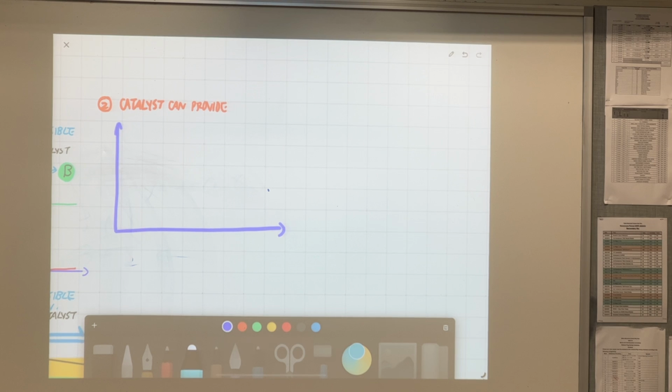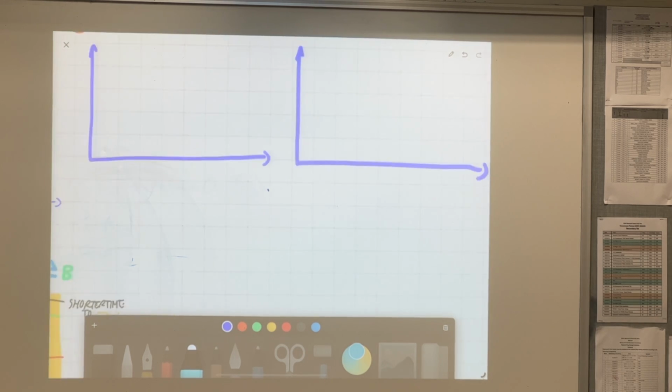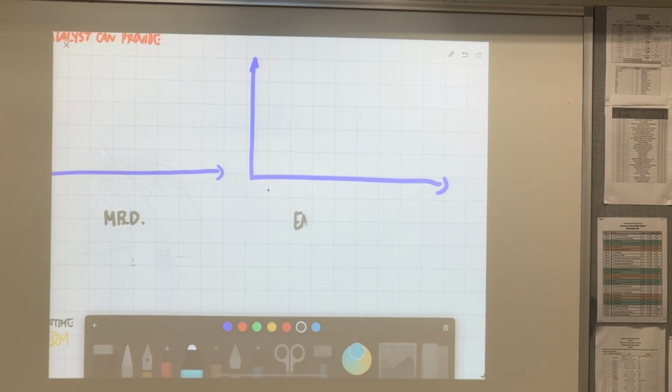You use pretty much the same amount of space for the two graphs, and write down what these two graphs are called. This is the Maxwell-Boltzmann distribution. I don't want to punish you to spell the word, just write MBD. The other is the energy profile, but you must put down the label.